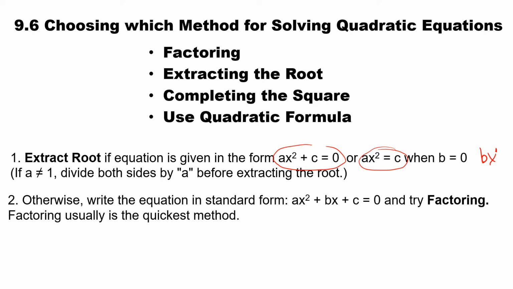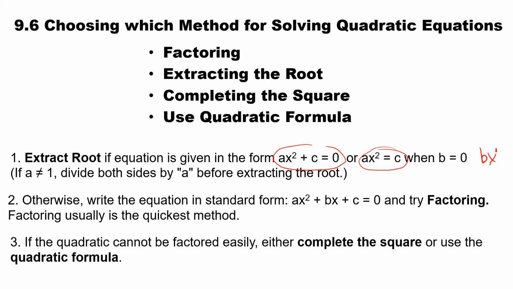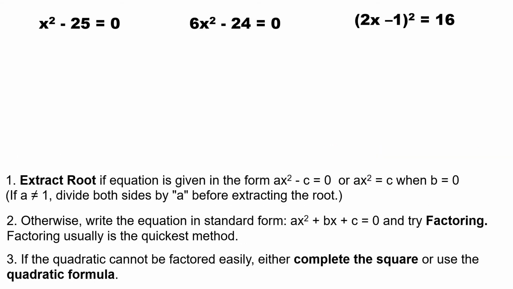Then if it's not that, you're just going to write the equation in standard form and try factoring it. Factoring usually is the quickest method. If the quadratic cannot be factored easily, then you can either complete the square or use the quadratic formula. So we're going to do some of these problems and determine which method is best.